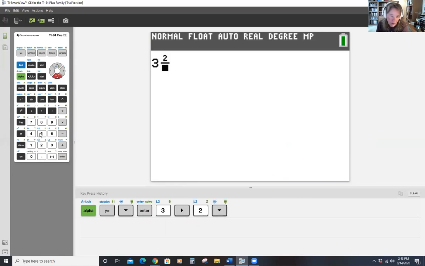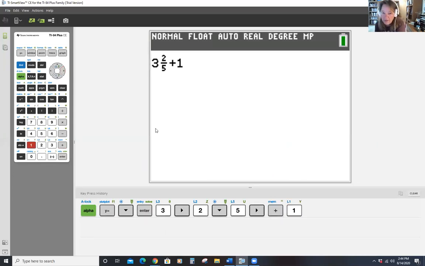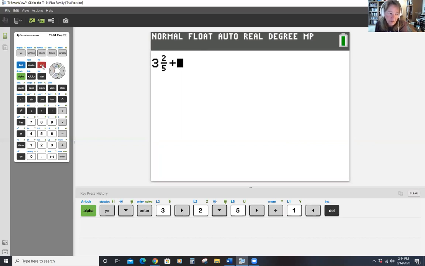I'm going to make a mistake on purpose here in a second. I use my right arrow to get out of it and put a plus sign. I'm going to forget that I need that, and I'm just going to type in the 1. The problem is, now that I've got that 1, I don't want it because I need to enter it as a mixed number. So what I'm going to do is my back arrow, and I'm going to hit delete, and that'll clear it out so I can start all over again.